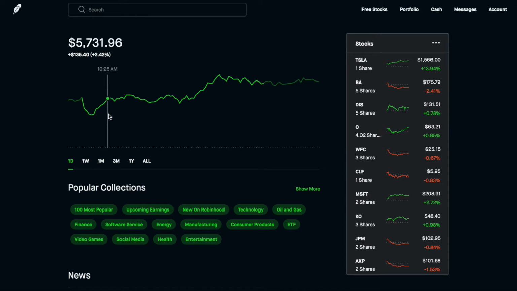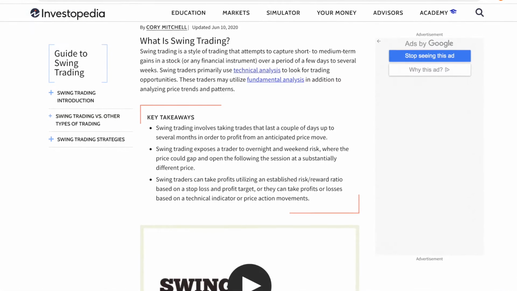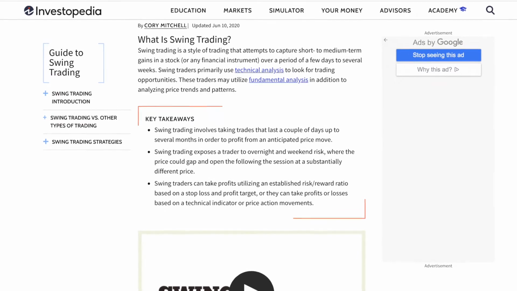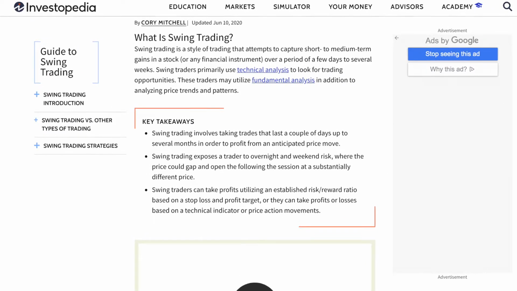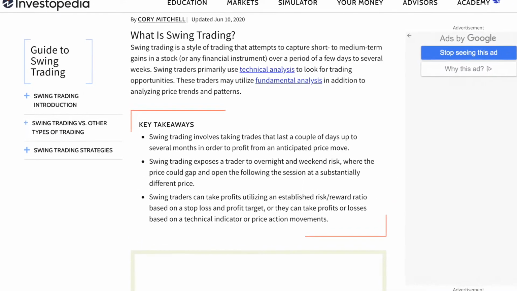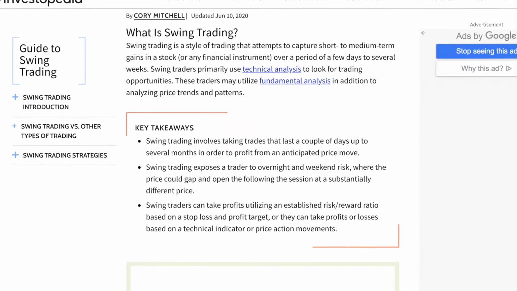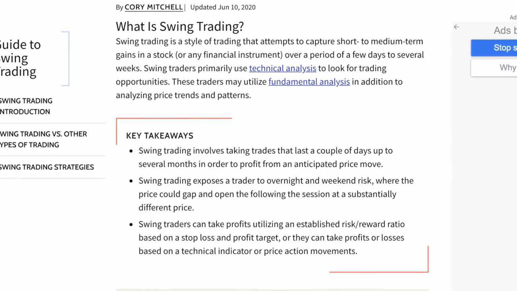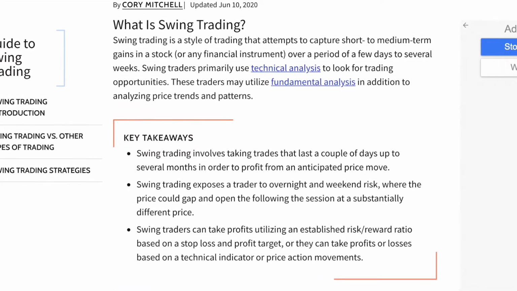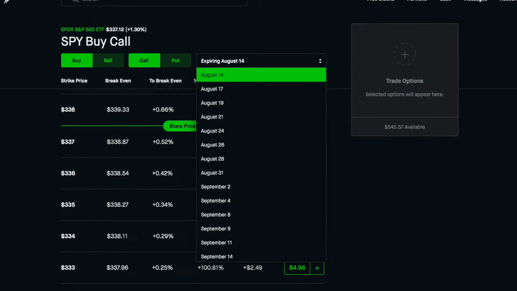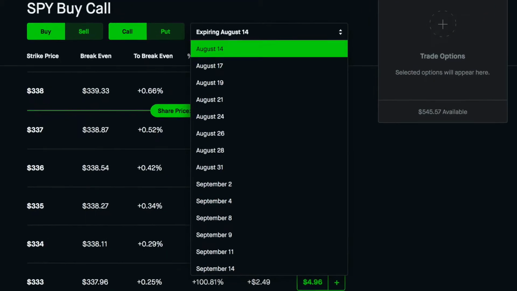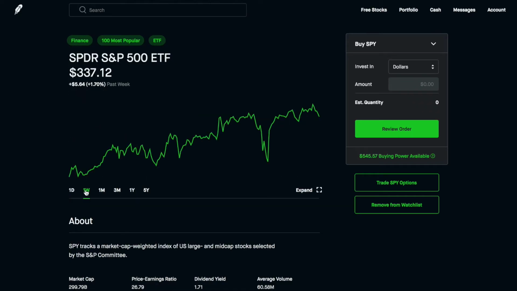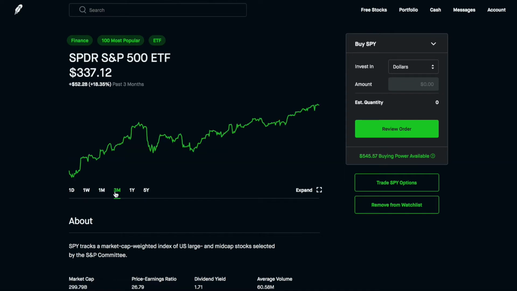Now, to swing trade on Robinhood, you're going to need to understand what swing trading is in the first place. Swing trading is defined by Investopedia as a style of trading that attempts to capture short to medium term gains in a stock or any financial instrument over a period of a few days to several weeks. The trades will be conducted based on technical and fundamental analysis of price trends and patterns. All of this means that we will be trading options within a few days to weeks, and we will base our position on the underlying stock's short-term performance.